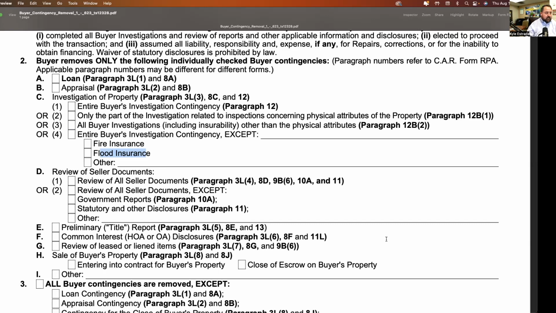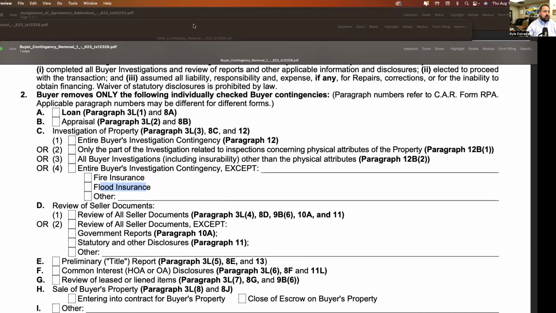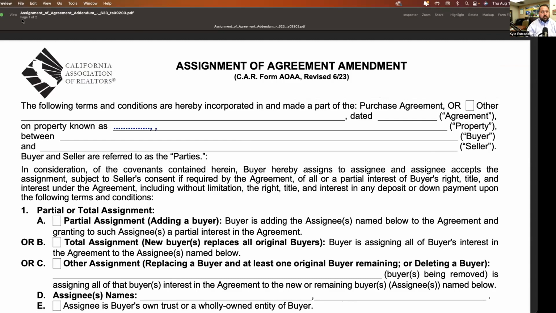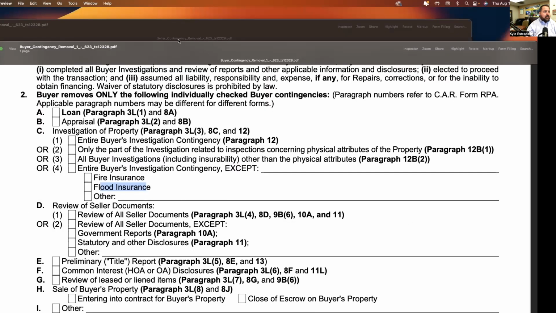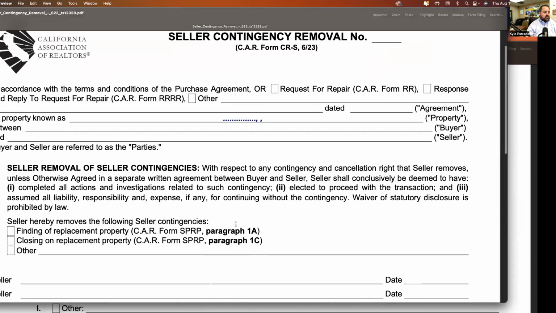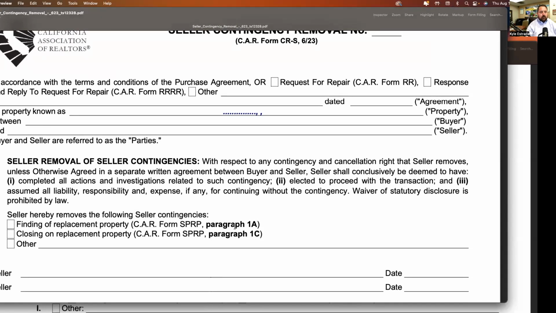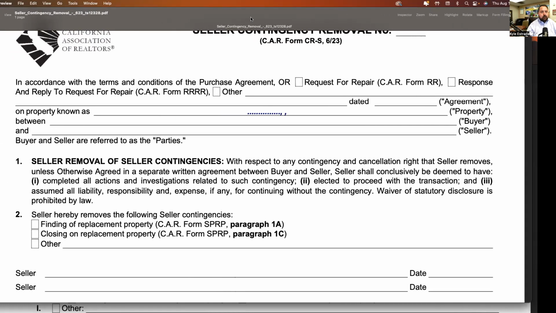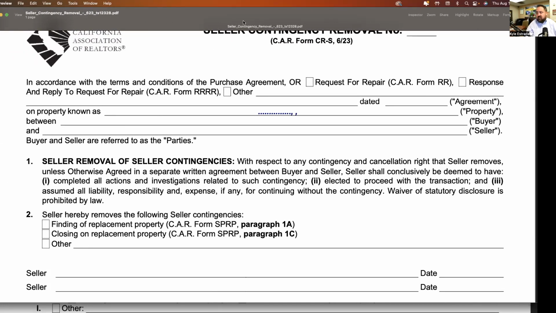And the seller's contingency form is only for seller contingencies, which is find a replacement property, closing on a replacement property, and any other contingency you may have put into the contract. I don't know what those may have been, but you could have added any contingency. So, questions about the two contingency removals? Anybody? No questions? Hey, I like it. We're moving right along, huh?